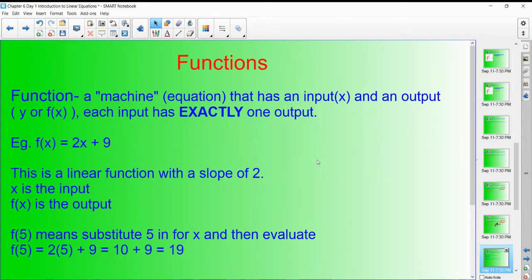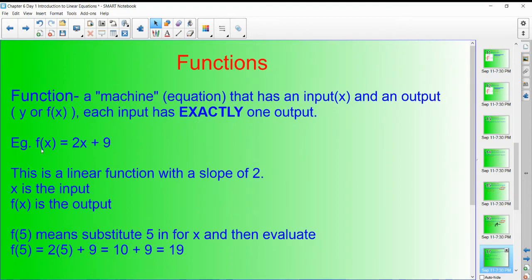Now, functions. A function is a very complex name. It's a mathematical machine. It's a mathematical equation. We generally use x for the input and then f of x for the output. We could use y for the output, but we use f, which means function in terms of x. So we put in x, we get out f of x.